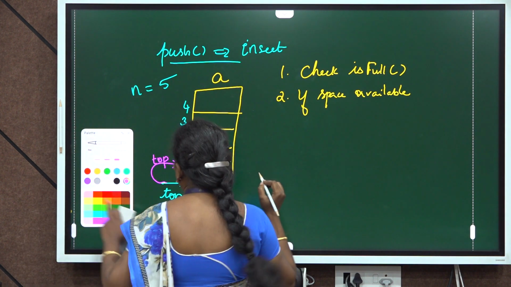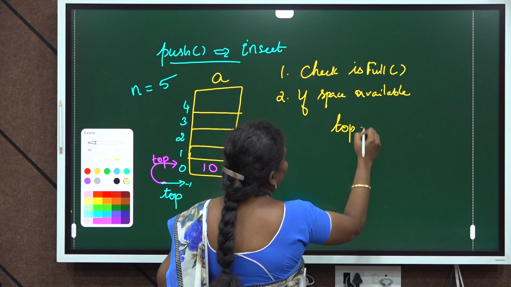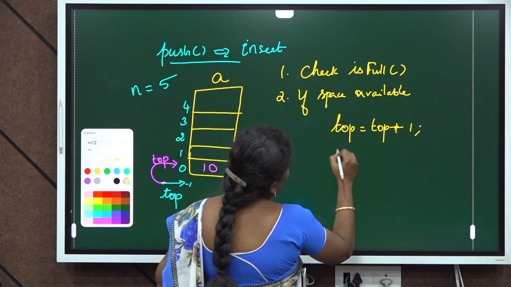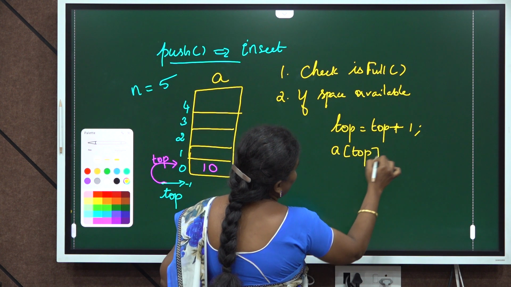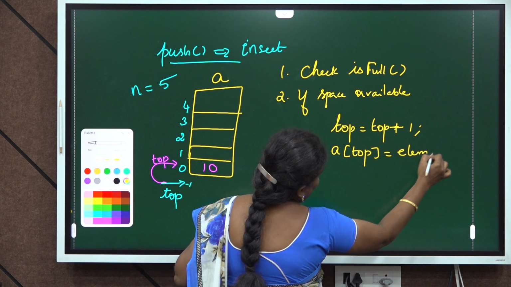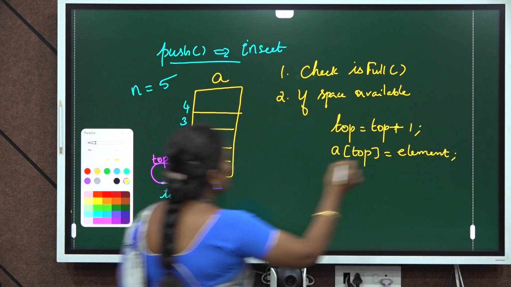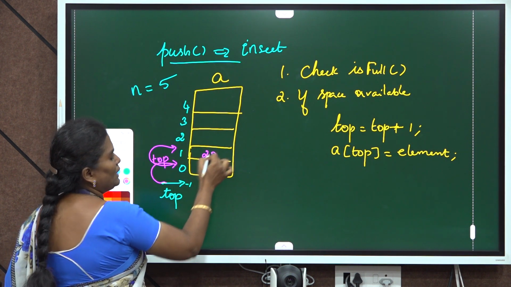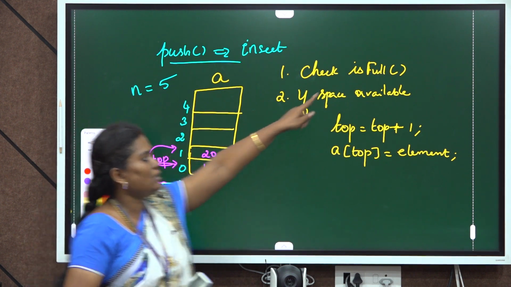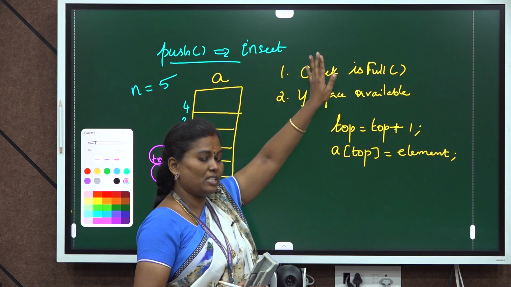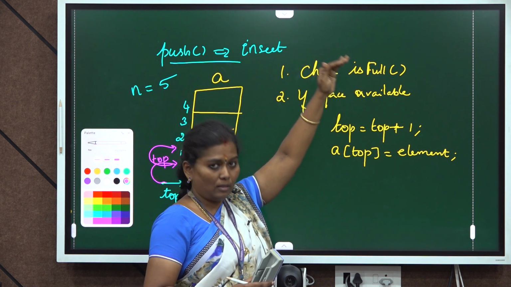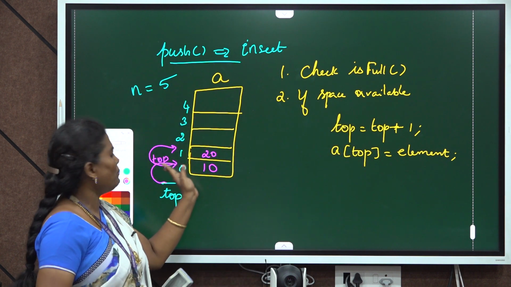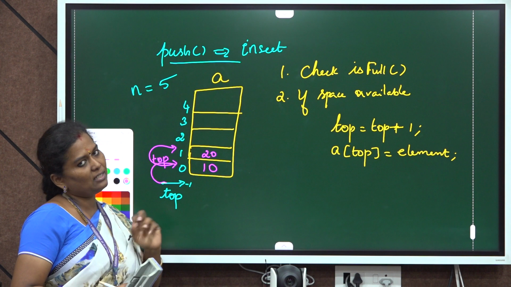So these are the two steps. We are going to increment the top by 1, so top plus 1, and then insert the element into the stack with A of top equal to element. So that the next time the top value will be incremented to 1 and then the element 20 is inserted. This goes on until you see is full. So in the push operation, we check whether it is full, because if it is full we cannot do the insertion. If space is available, just increment the top value and insert the element into the stack.